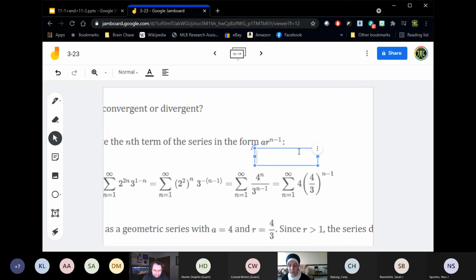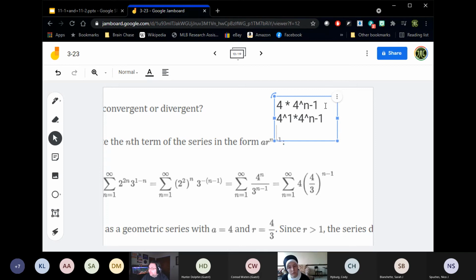All right, so this becomes 4 times 4 to the n minus 1. And the reason why that works out that way is, if we look at it in terms of the exponent rules, this would be 4 to the first power times 4 to the n minus 1, which I could then put back together as 4 to the n minus 1 plus 1, which is just 4 to the n.